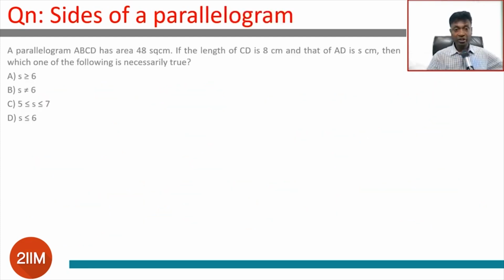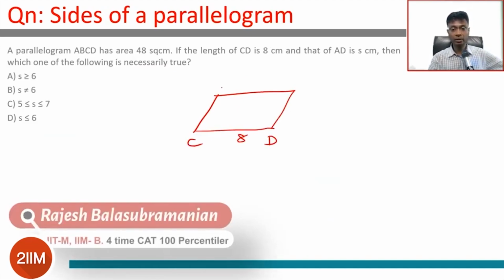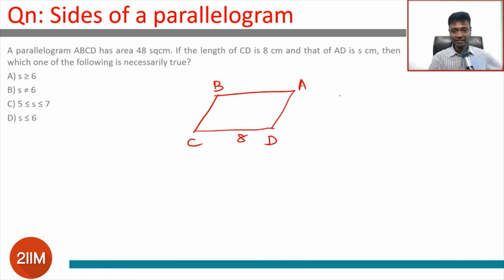A parallelogram ABCD has area 48 centimeters square. Fine. CD measures 8. ABCD, CD is 8. Our AD measures S. The height here is 6 centimeters. So this height is 6. Then which one of the following is necessarily true?